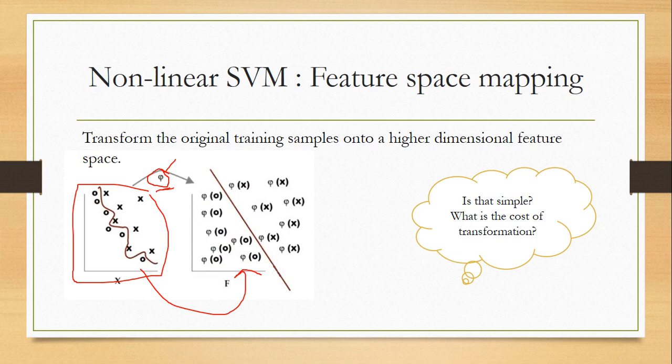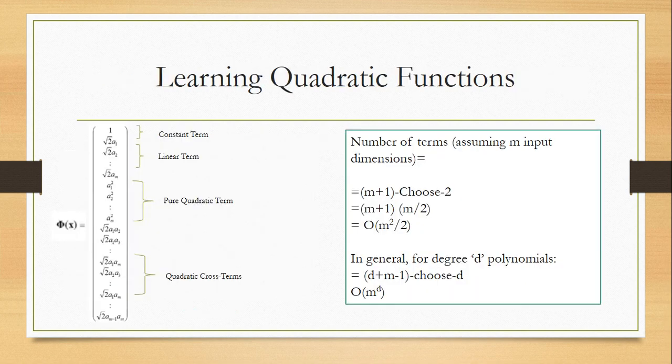Now we go through the example also. We had something two-dimensional and we converted it to three-dimensional. After that we plotted a hyperplane there, so it was easily separable. So now guys, this is actually phi of x. So what is phi of x?